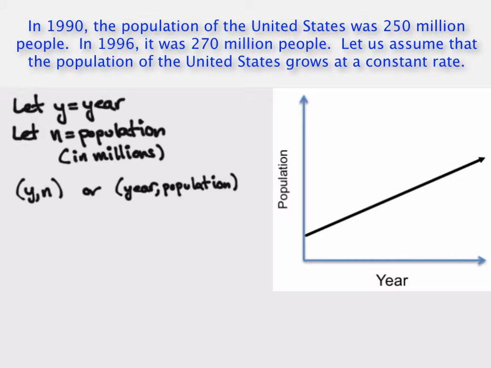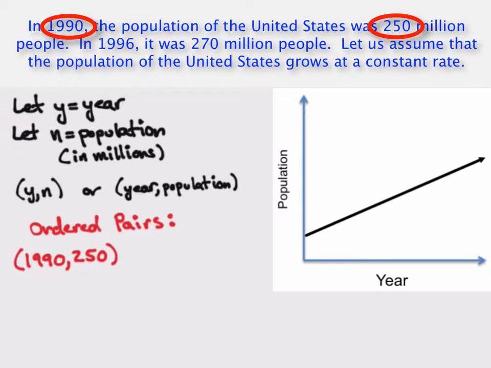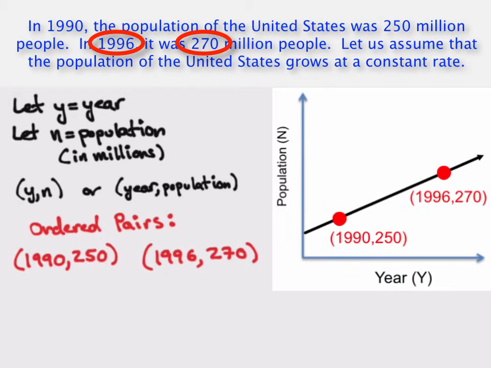Alright, so my claim is that from the information, we've got two ordered pairs of data telling us a year and what the population was in that year. In 1990, the population of the United States was 250 million people. So that gives us the ordered pair 1990, 250. In 1996, the population was 270 million people. So that gives us the ordered pair 1996, 270. Alright, now we've got two ordered pairs, we're ready to find the slope of our linear equation. So let's go do it.